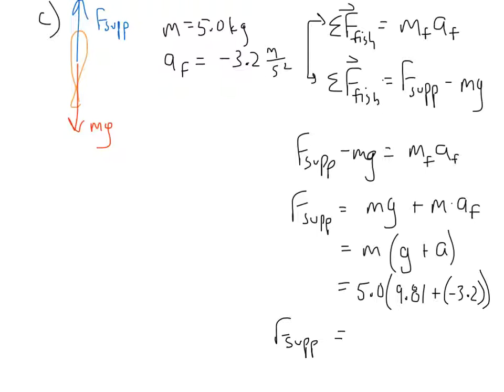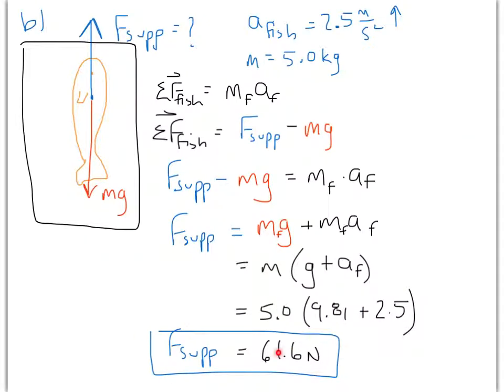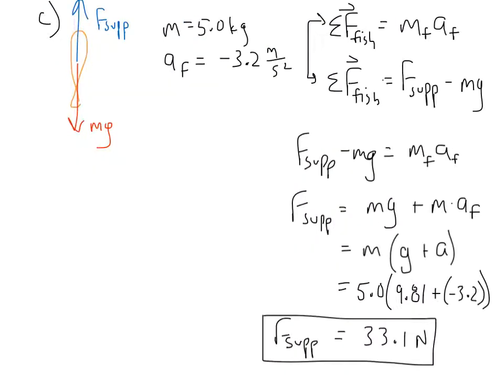That times 5.0 gives us 33.1 newtons. Certainly less, if we back up, even than the previous values that we had when it was at rest, right here. Certainly less than when it was accelerating upwards. When it accelerates upwards, it feels heavier. When it accelerates downwards, it feels less heavy. It feels lighter.